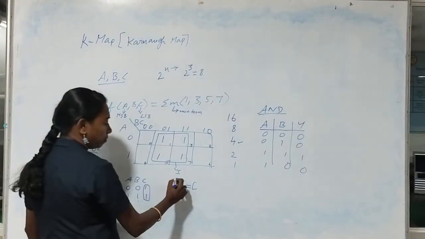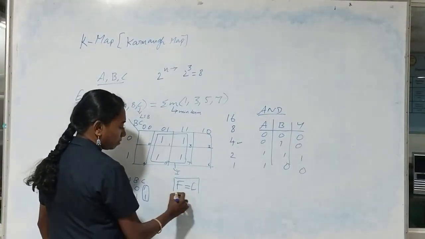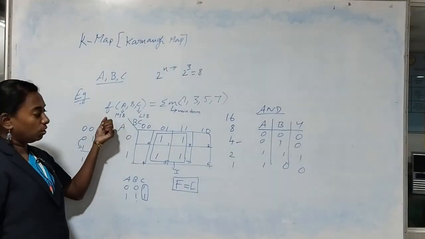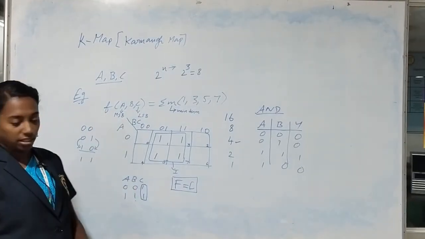Okay, so this is the minimized K-map expression for your given term. Okay, so we'll see another example.